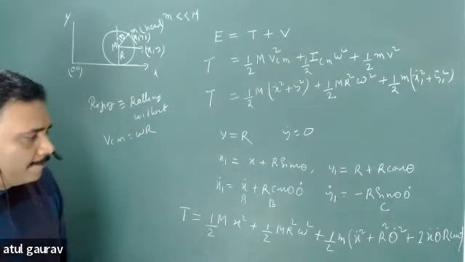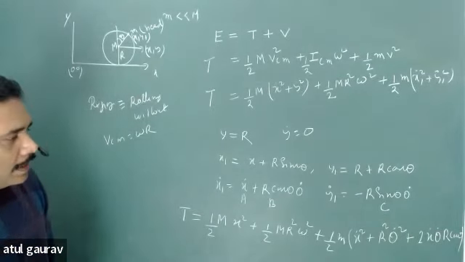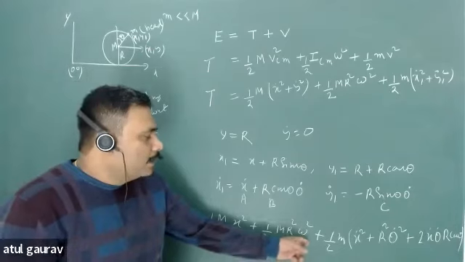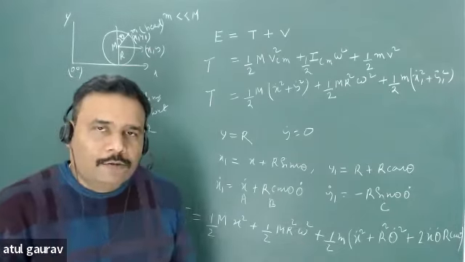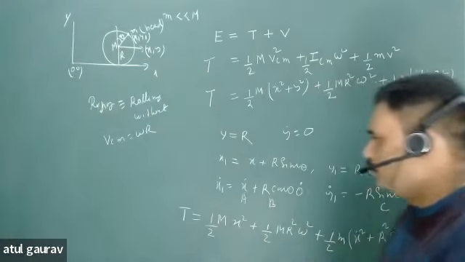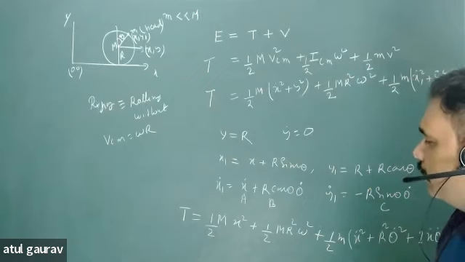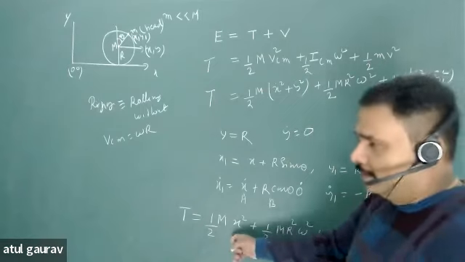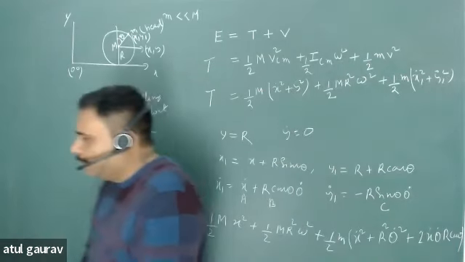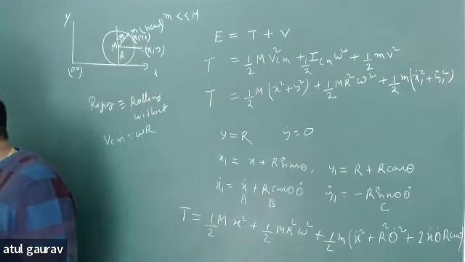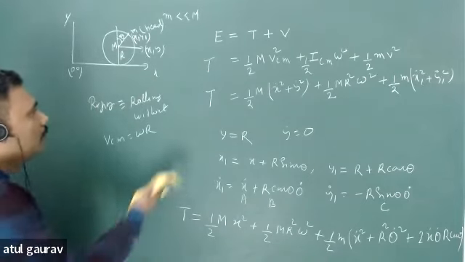क्लियर है ये? Now my challenge is, what is omega? Anybody can tell me what is omega here? VCM by R. So what is VCM? X dot, Sir, X dot, isn't it? VCM is nothing but what? X dot. So I am just removing this part.